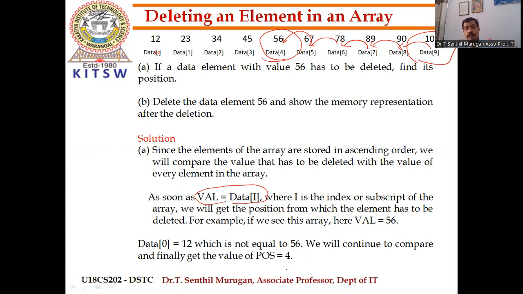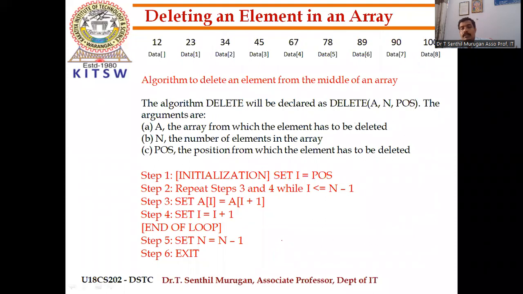So now what is the position? The position is 4, because while we increment, the I value was incremented up to this point. So now the position is 4. We have identified that the value's position is 4.